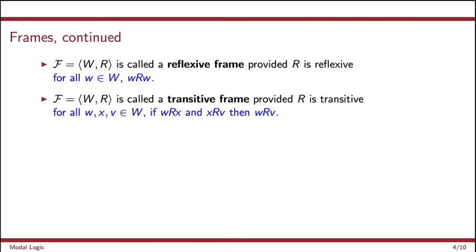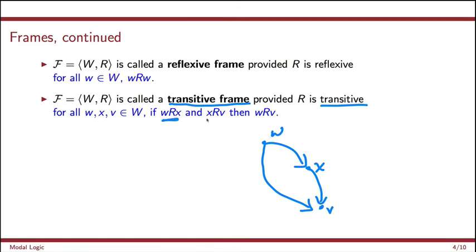We say that a frame is called a transitive frame, provided that R is transitive. And again, as a reminder, what transitivity means is that for all W, X, and V, if W can see X, so you can make one step from W to X, and X can see the state V, so you can make another step from X to V, so every two steps can be replaced by a single step. There has to exist a single step that will take you directly from W to V. So if W is related to X and X is related to V, then W has to be related to V.